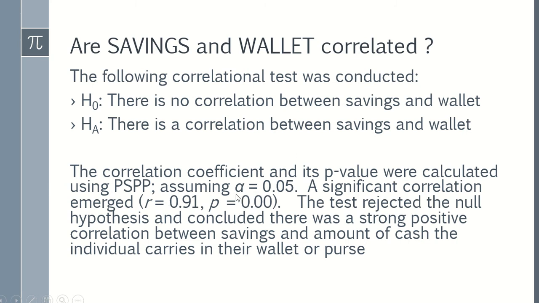Now that we've established that there is a correlation, we look at the correlation that we found here, which is strong. It's a very strong positive correlation of 0.91. So, like I wrote here, we conclude that there's a strong positive correlation between saving and the amount of cash individuals carry in their wallets.